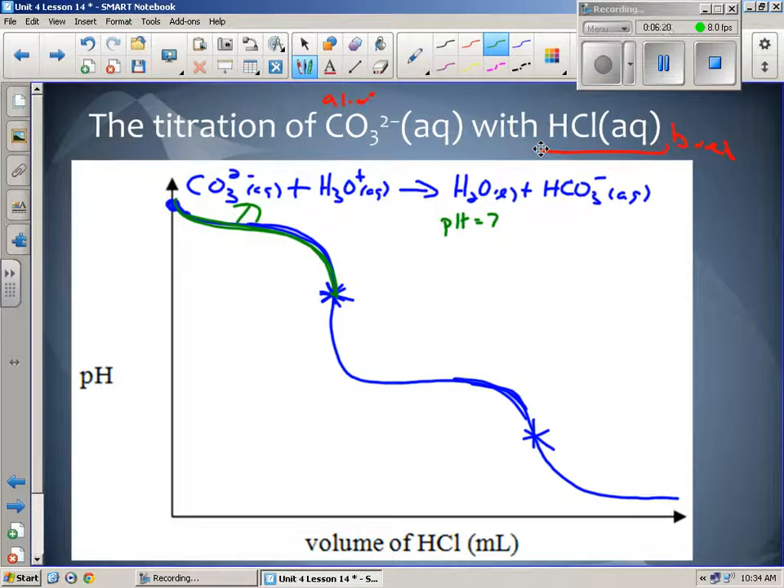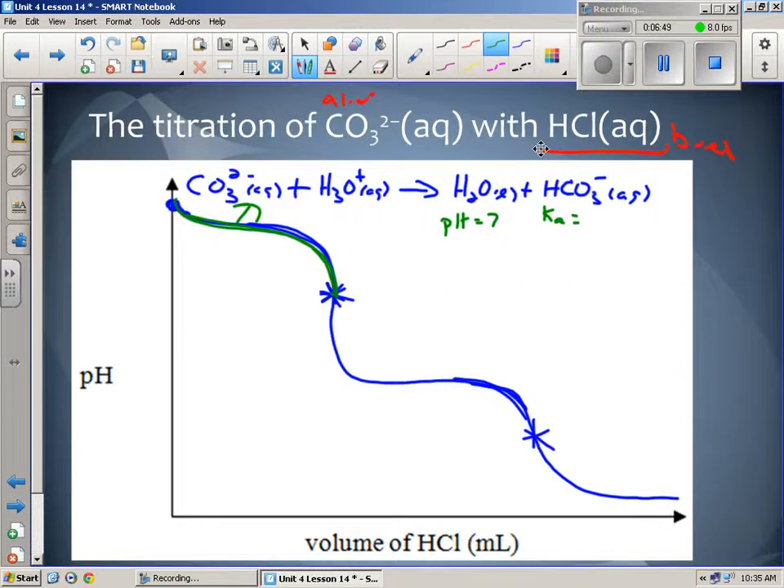How do I know what it is? How do you determine? What did we do with amphiprotic? I made you guys do some extra work with those. You had to compare Ka and Kb values, yes? Ka is easy because you just look it up as an acid, right? So the Ka value for HCO3 minus, you just look it up, guys.